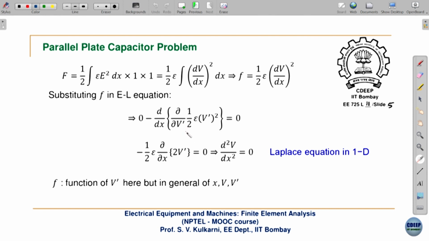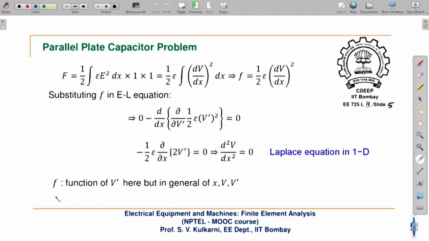Now, when in the Euler-Lagrange equation you substitute this F and then further simplify, you will get d2V by dx square equal to 0. So we are getting the Laplace equation in 1D. So when this exact solution was known to us and we substituted it in the Euler-Lagrange expression, we got the Euler-Lagrange equation satisfied, and that automatically leads to the Laplace equation being satisfied by this known potential. So this is the meaning of the Euler-Lagrange equation and the minimum energy condition, and how that can be used in practical applications like the parallel plate capacitor.